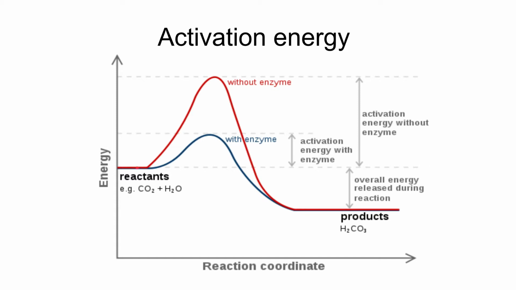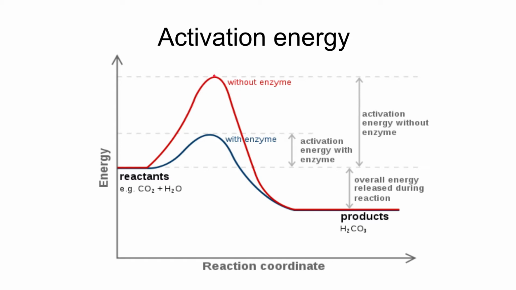Now, this is known as the activation energy. It's the energy required for these two to react together. Without an enzyme, you can see that we actually have to input quite a large amount of energy. So this is a large amount of activation energy in order to cause the reaction. Once the products are formed, the energy drops right back down again. But we need to make sure that we can input enough energy to cause the reaction in the first place.